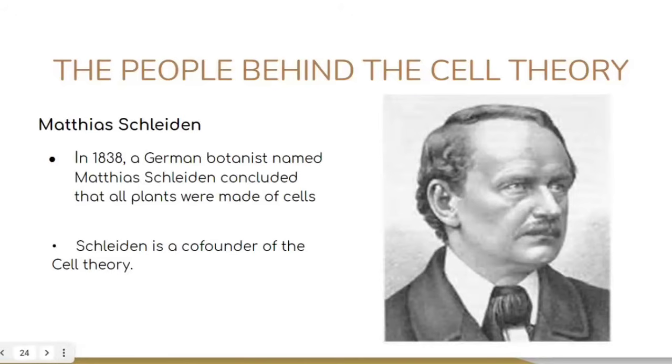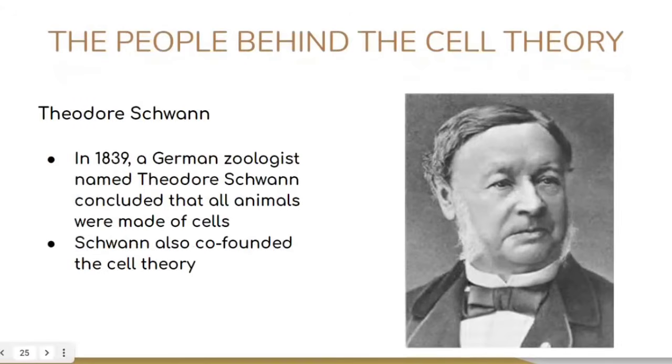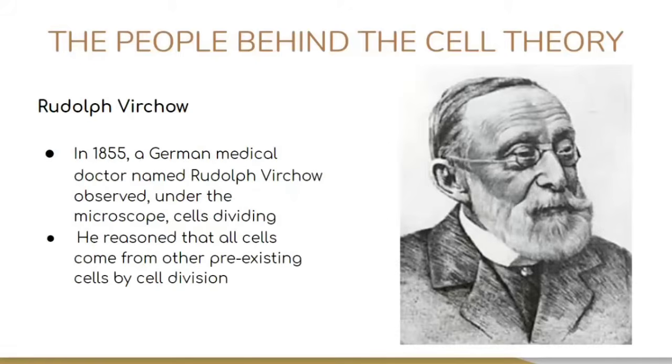In 1838, a German botanist named Matthias Schleiden concluded that all plants were made of cells. Schleiden is a co-founder of the cell theory. In 1839, a German zoologist named Theodor Schwann concluded that all animals were made of cells. He also co-founded the cell theory.